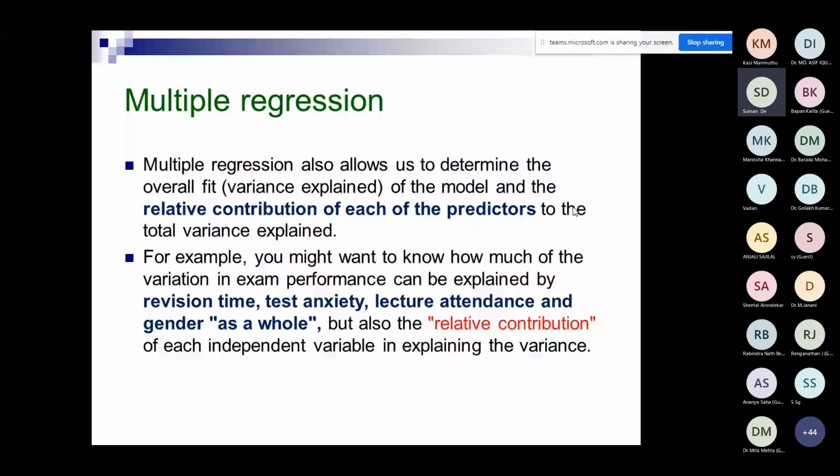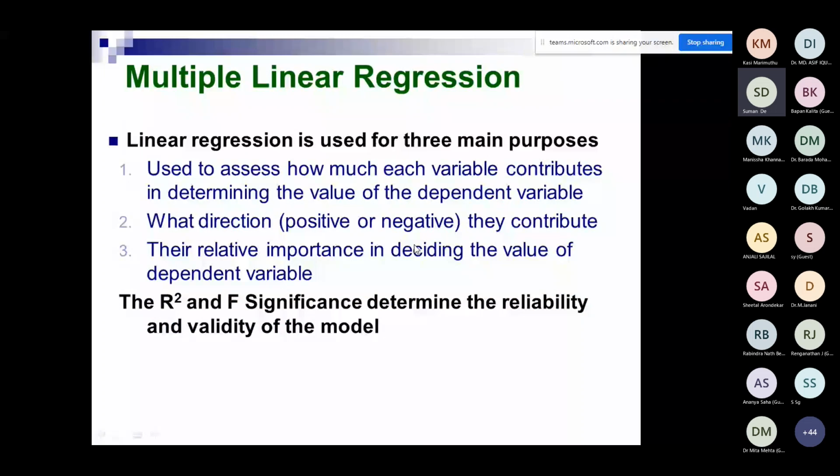So linear regression is used for three main purposes. Used to assess how much each independent variable contributes in determining the value of the dependent variable. And in what direction the relationship goes. One variable increases, the other variable increases, whether positively influencing or negatively influencing. Whether it increases or decreases. The relative importance in deciding the value of the dependent variable we can come to know.